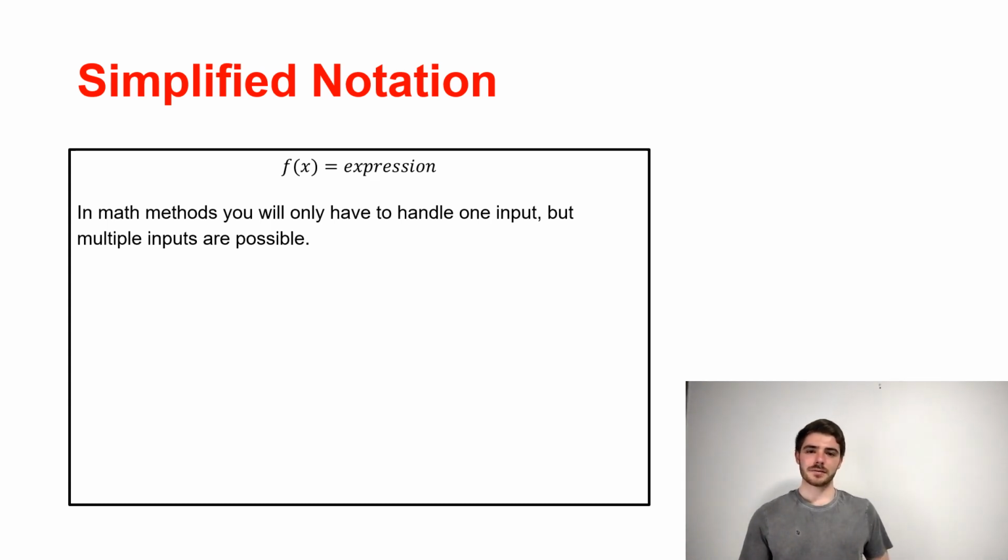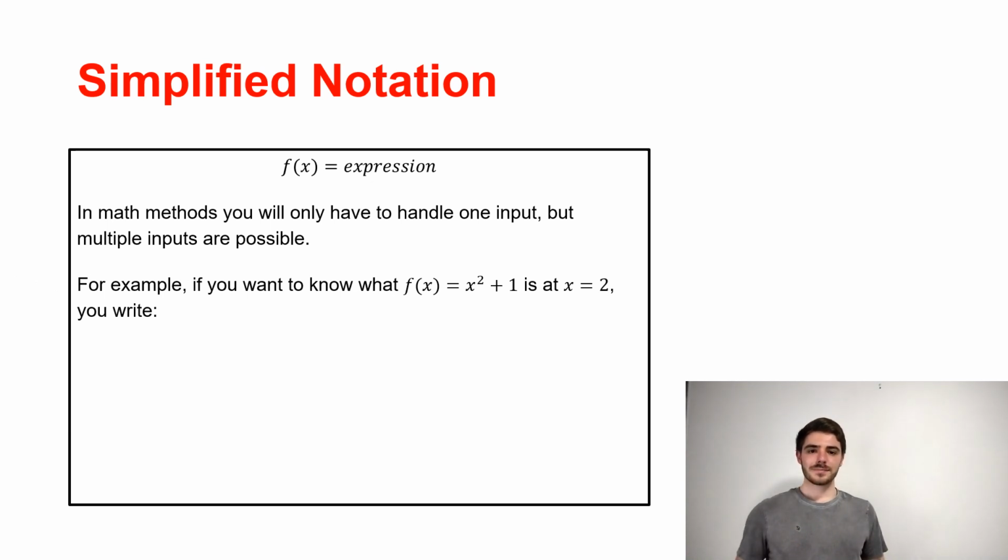Notice how there's no domain. That's what makes this the simplified approach. In this case, we have to assume that the domain is the maximal domain. For example, suppose we have the function x squared plus 1. Suppose we want to know the value of f of x when x equals 2.